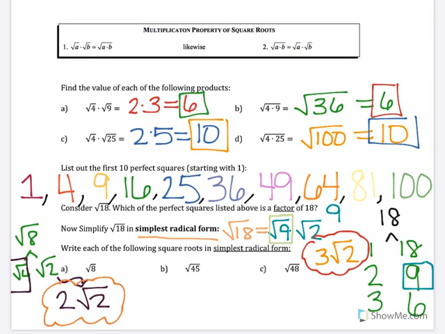Let's try it with the square root of 45. Go ahead and list all of the factors of 45 until you can figure out what perfect square goes into 45. You might want to pause the video now so that you can think about it.